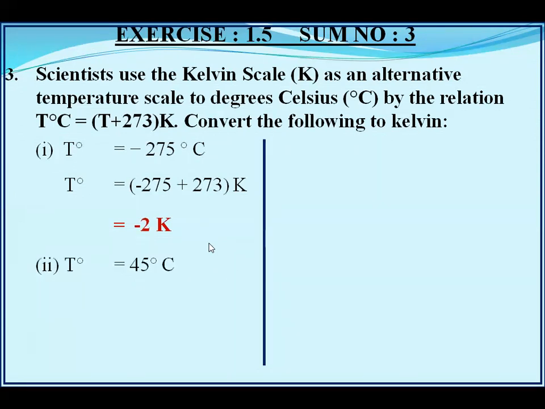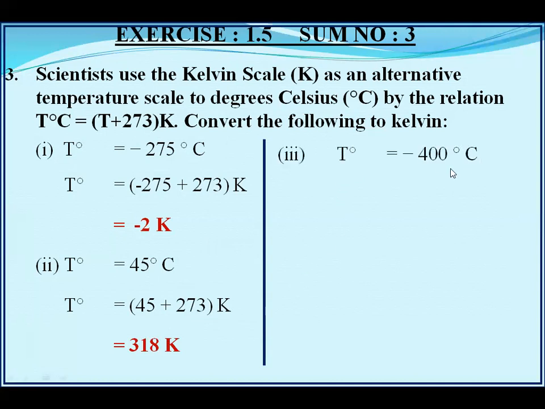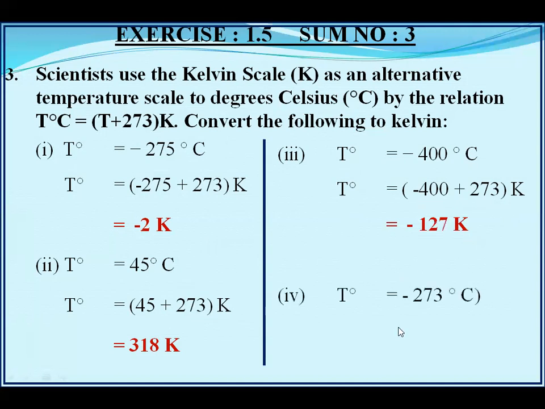Next, T is 45 degrees. So 45 plus 273 Kelvin. When you add, you get 318 Kelvin. T is equal to minus 400 degrees Celsius. So minus 400 plus 273 Kelvin, you get minus 127 Kelvin. T is equal to minus 273 degrees Celsius. So minus 273 plus 273 to convert it into Kelvin. So you get 0 Kelvin.